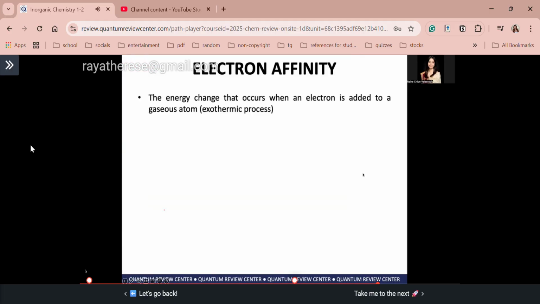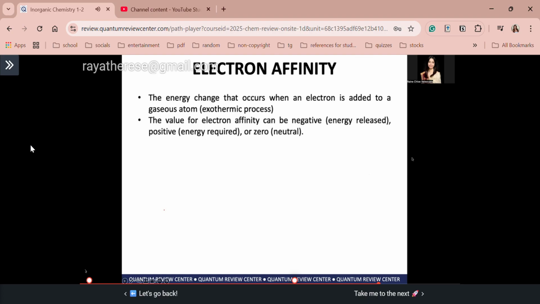So it refers to the energy change that occurs when an electron is added to a gaseous atom. So adding an electron is an exothermic process. So pag nag-add ka ng electron sa atom, it releases energy. Tandaan guys, okay? Guys, recall kapag exothermic, negative ang value natin for energy. So the more negative the electron affinity value, the greater an atom's affinity for electrons. Okay? Now, if the value for EA or electron affinity is positive or less negative, then that means the atom has lower affinity for electrons.